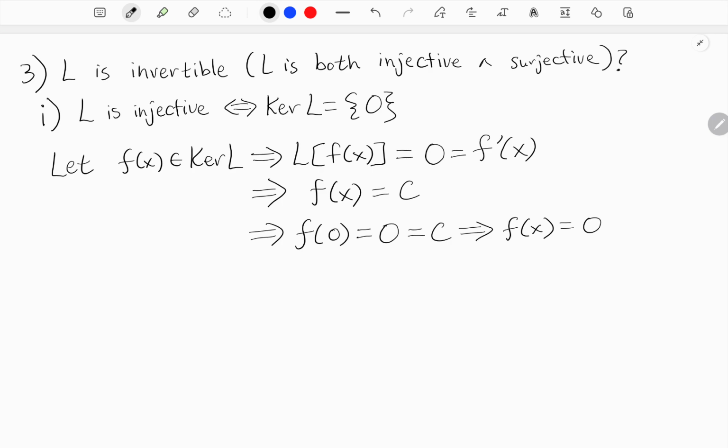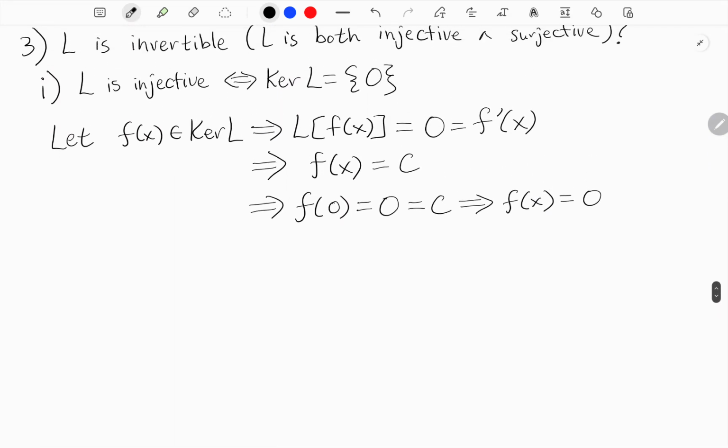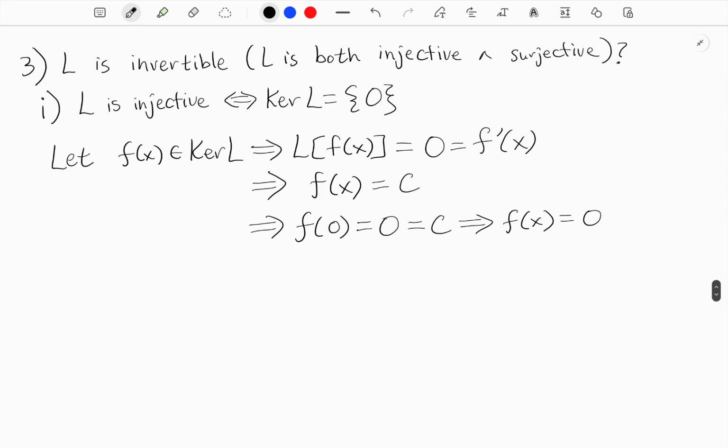So then we can say that I chose an arbitrary polynomial in the kernel of L, and I can conclude that f of x is equal to 0. So that's the only thing in the kernel. Only 0 is in the kernel of L. And besides, that is true all the time, right? The 0 is always in the kernel of L. But what we're trying to see is, is it the only thing in the kernel of L?